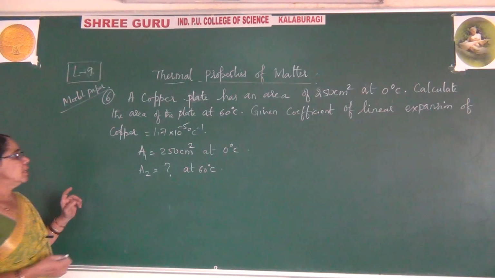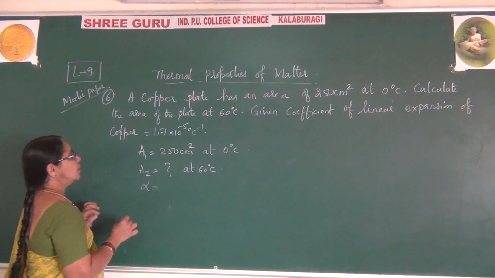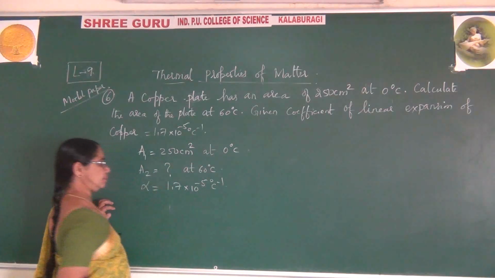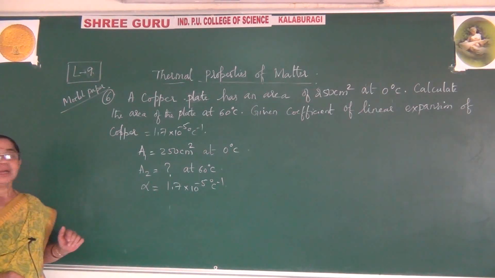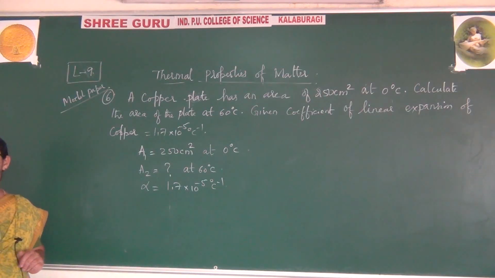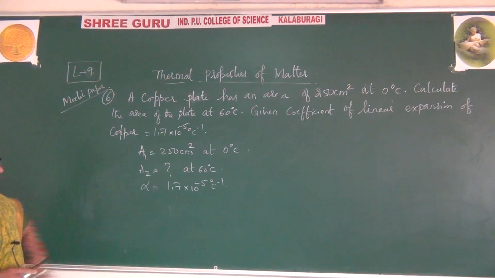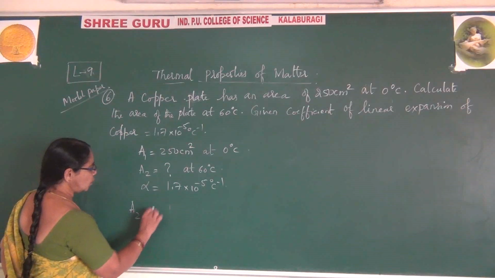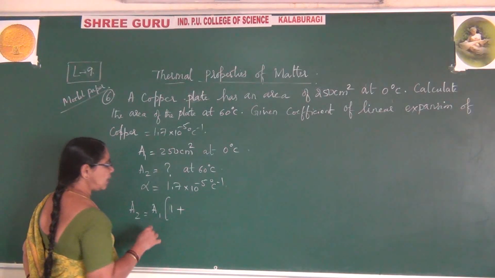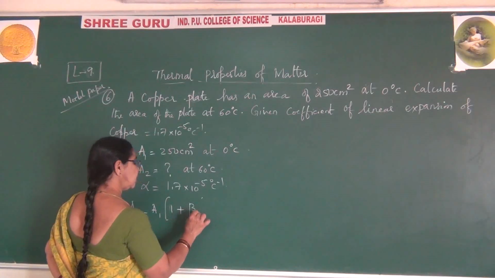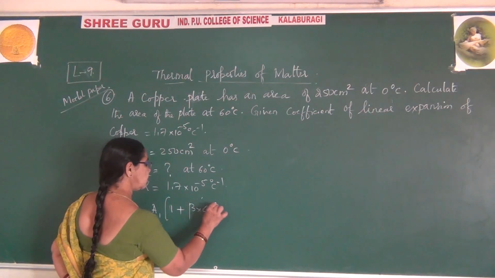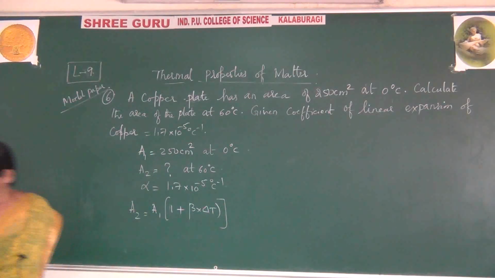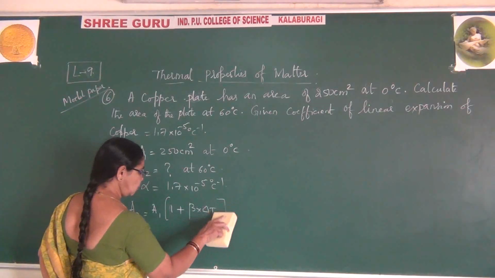Okay. Now next, the coefficient of linear expansion is given, which is 1.7 into 10 raised to minus 5 per degree centigrade. So this is what they have given. Now using this, first let me write the formula. For the area, you already know, according to the coefficient of superficial expansion, A2 is equal to A1 into 1 plus beta into delta T. Right? So this is what we have.